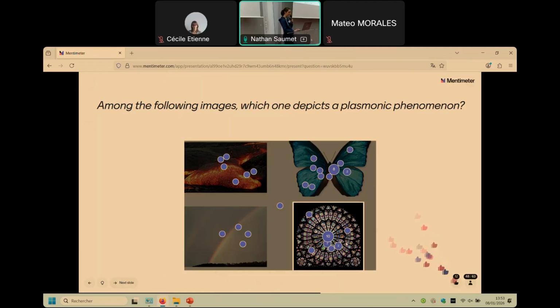So the correct answer is this one. It's here. It's stained glass. It's made of plasmonic nanoparticles. It's a really old technique, like the Lycurgus cup.